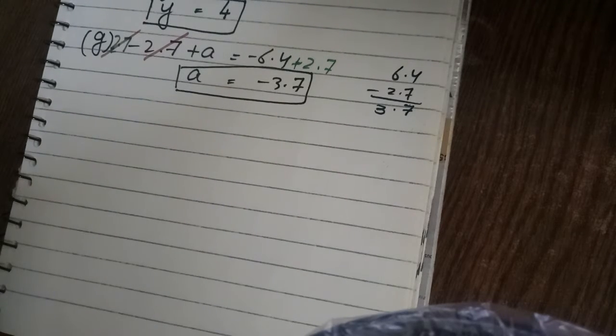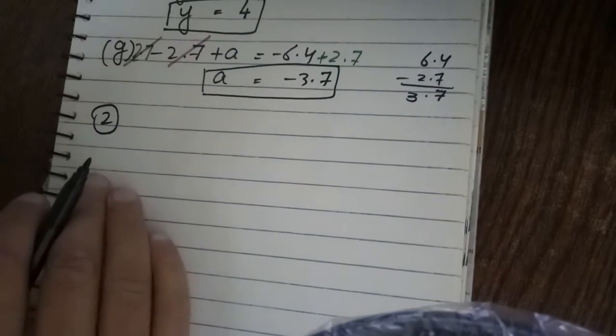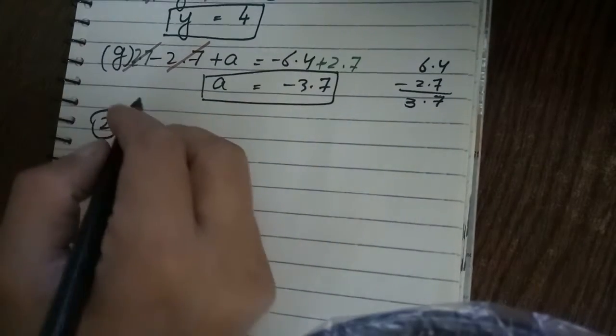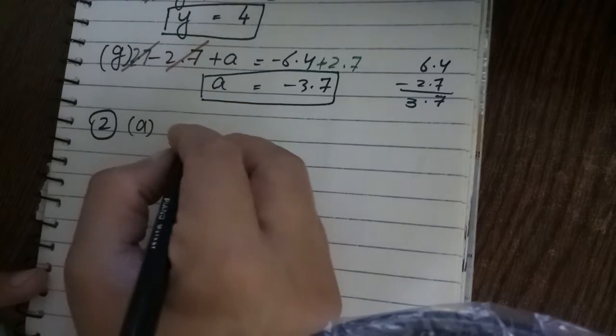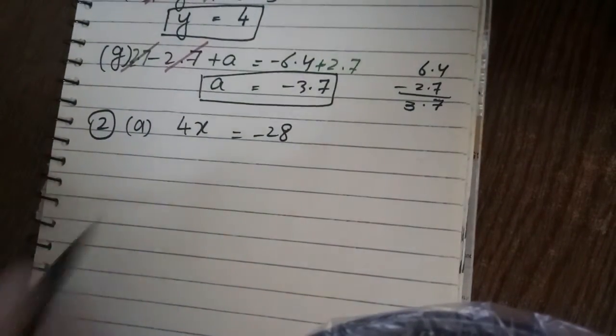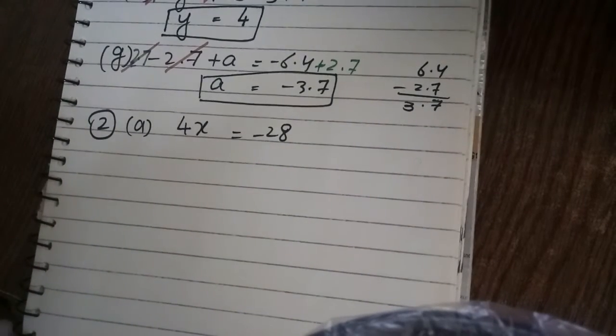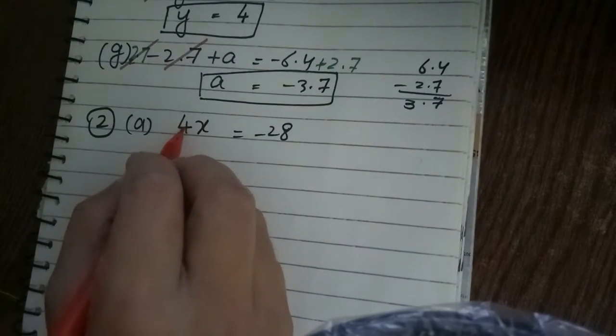Right, next question number 2. The statement is the same, but the linear equations have different kinds of expressions. Like question number 2, the statement is solve each of the following equations. I'm doing part A first. In part A we have 4x equal to minus 28. 4x means 4 multiplied by x. So you can see that 4 is multiplying x.